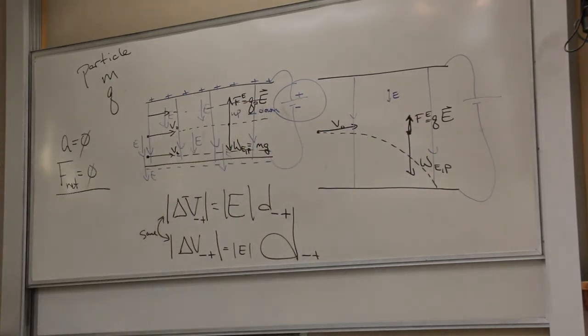This diagram is no longer going to be balanced, it's going to screen down. And I know that when I have a net force down, I get that free fall parabolic trajectory that we got in 205.